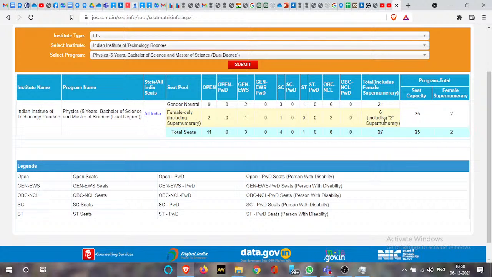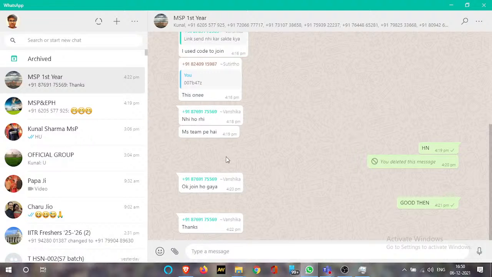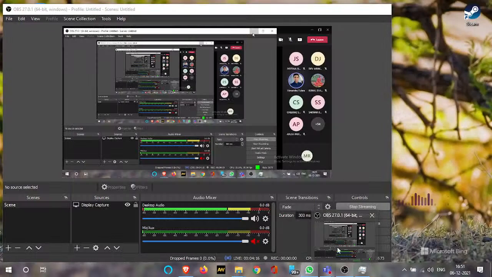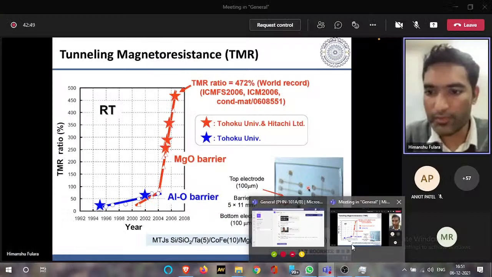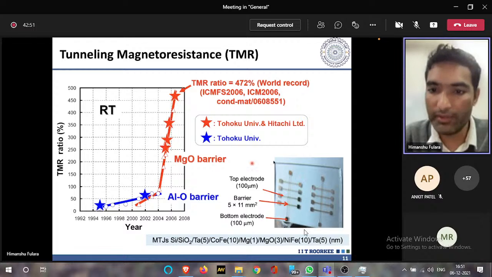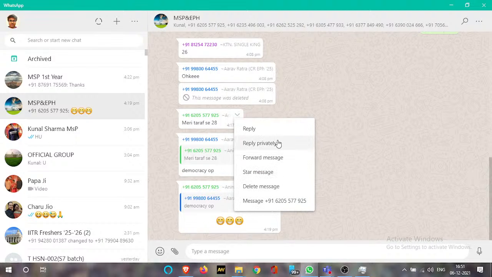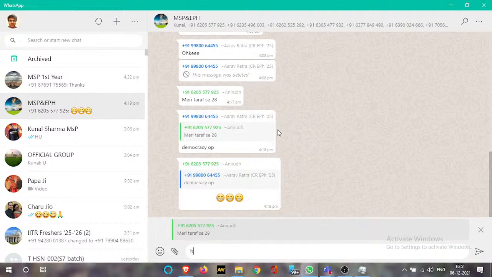We also tried to fabricate these magnetic tunnel junctions during my PhD, and we used this type of structures, but we were not very successful in obtaining a very high magnetic resistance. Our magnetic resistance was not very high at that time, but we tried to fabricate these magnetic tunnel junctions. So this is basically a junction. This is a bottom ferromagnetic electrode, and this is the top ferromagnetic electrode, and in between there is a magnesium oxide layer, and this intersection point is called the junction.